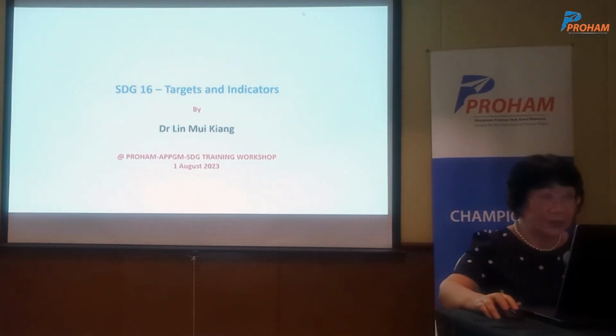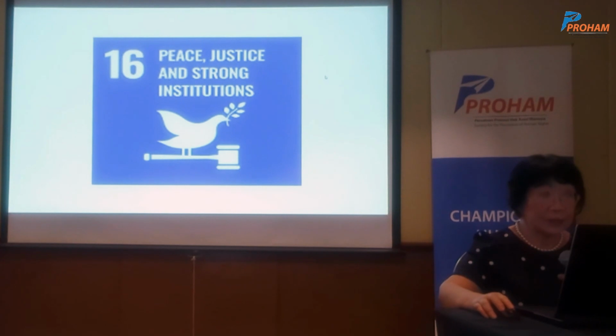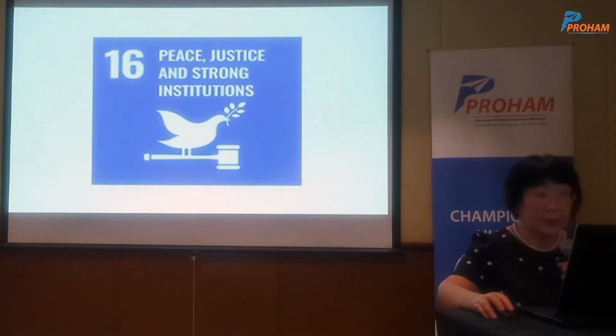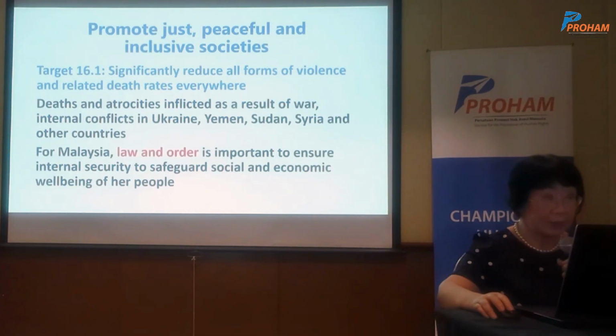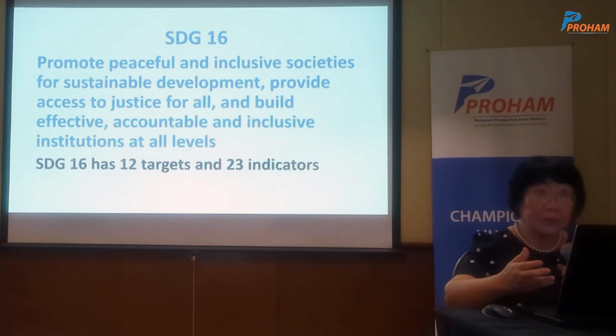Now we are going to SDG 16, peace, justice, and strong institutions. There are 12 targets and 23 indicators. It is to promote peaceful and inclusive societies for sustainable development, access to justice for all, and effective, accountable, and inclusive institutions at all levels. So from the sound of it, you will know that there's a lot for us to do.